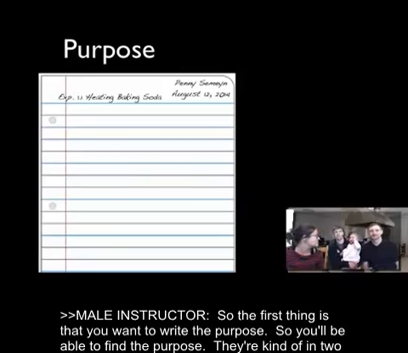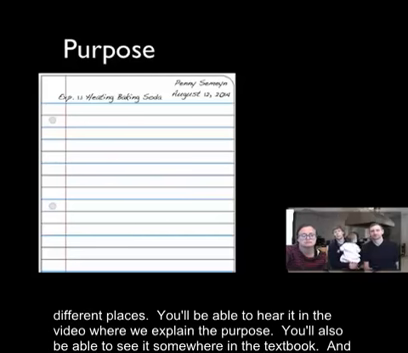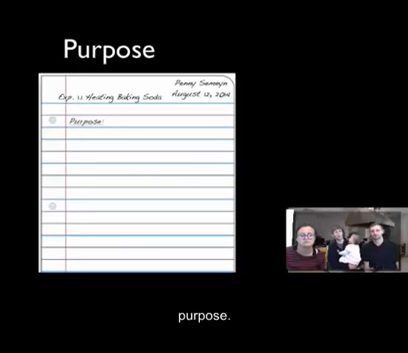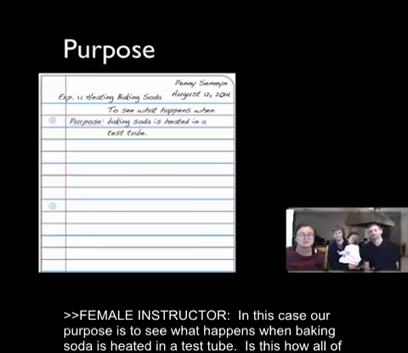So the first thing is that you want to write the purpose. You'll be able to find the purpose kind of in two different places. You'll be able to hear it in the video where we explain the purpose. You'll also be able to see it somewhere in the textbook. And this is one of those things that is sometimes buried in the text of the textbook. But you can find it in each one of the experiments. It does explain the purpose. In this case, our purpose is to see what happens when baking soda is heated in a test tube.